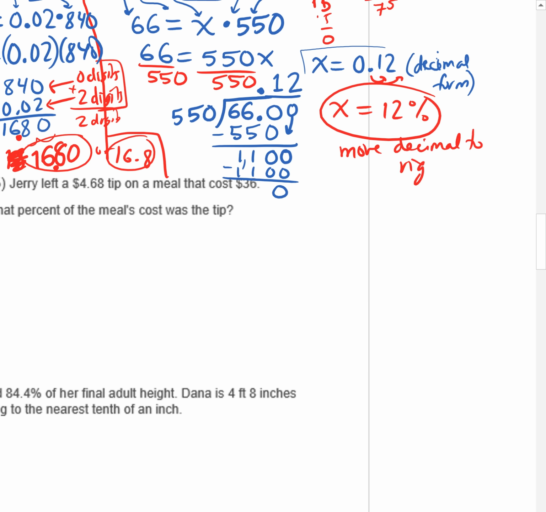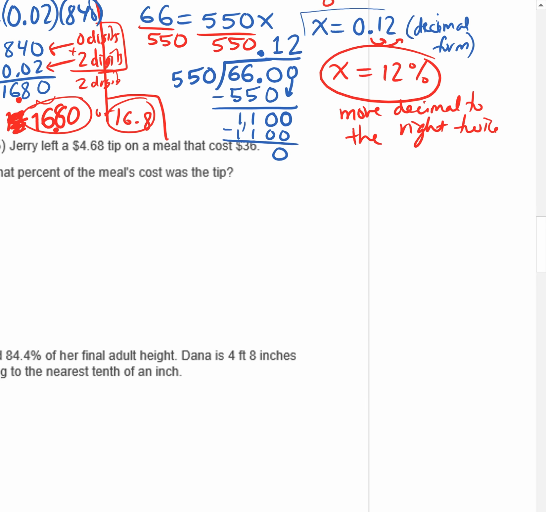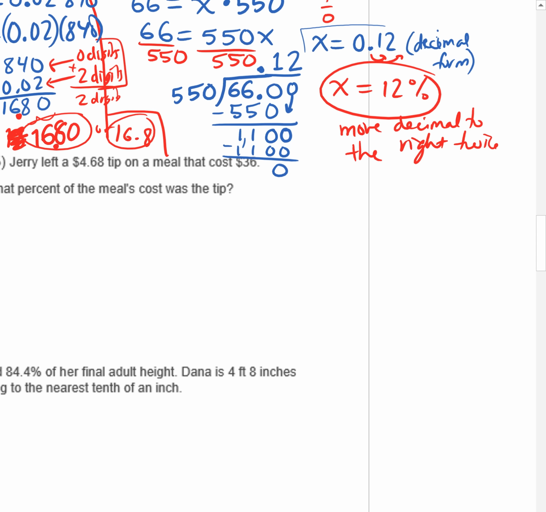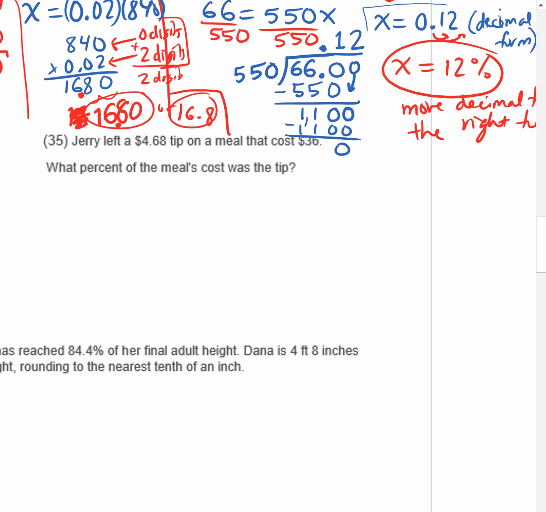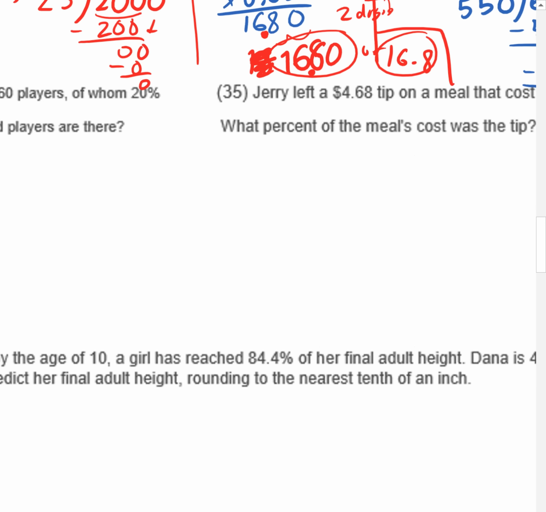To the right twice, yeah. Just depends which way you're going. If you're starting with the decimal and you want to move to a percent, you need to move the decimal to the right twice. But if you're going backwards from a percent to a decimal, you move it to the left twice. Yeah, it just kind of depends which direction you're trying to go.